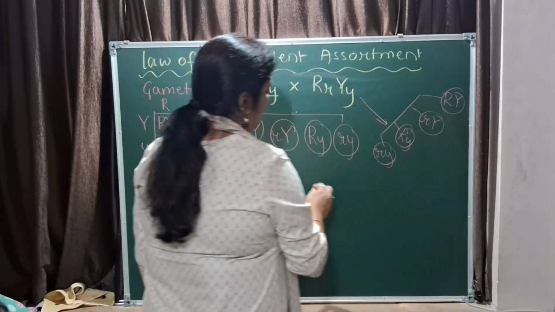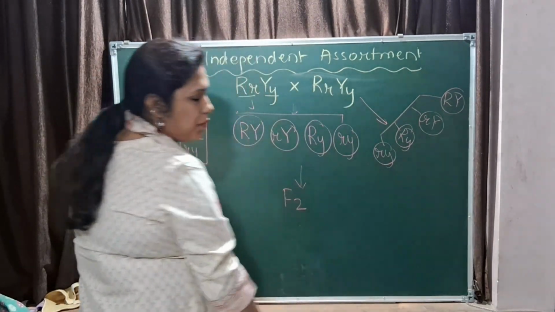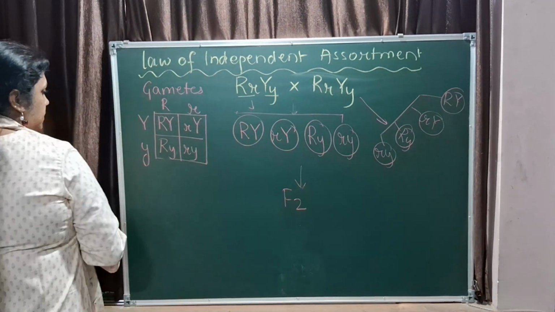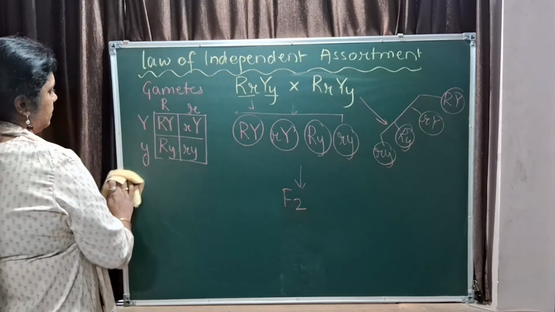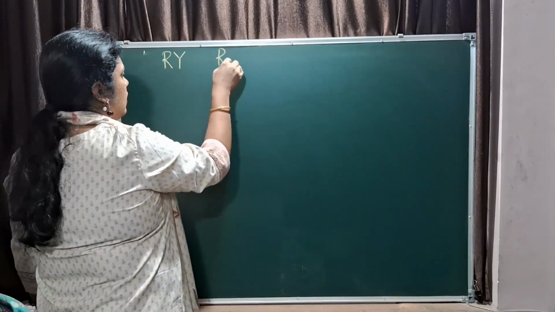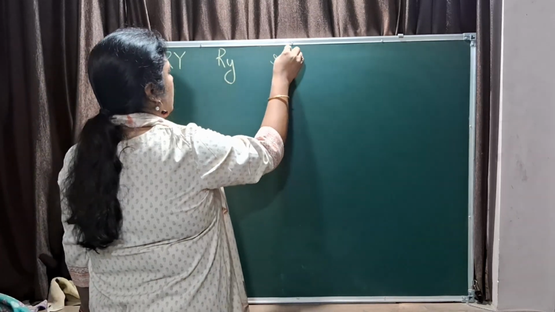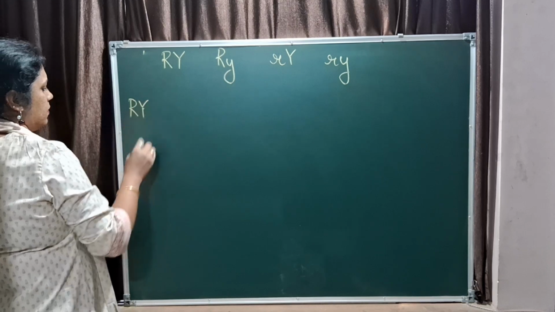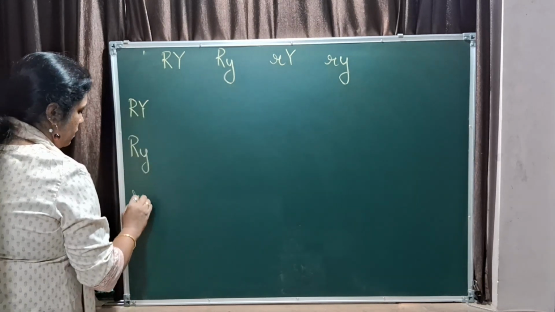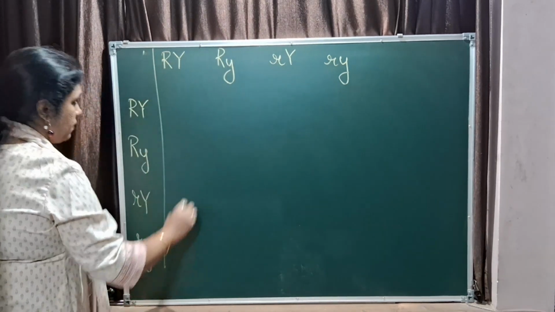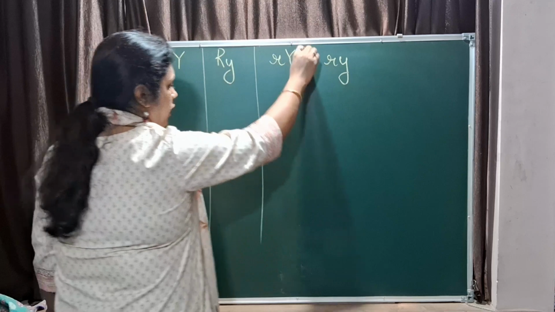Now for the F2, we have to draw a Punnett square. Okay, let me rub this quickly so that we can draw the Punnett square. Gametes you have understood? Let us move to the Punnett square. In that case, let us have the gametes RY, RY, RY, RY. Similarly, do it with me everyone. Okay, I'll quickly fill in the box.